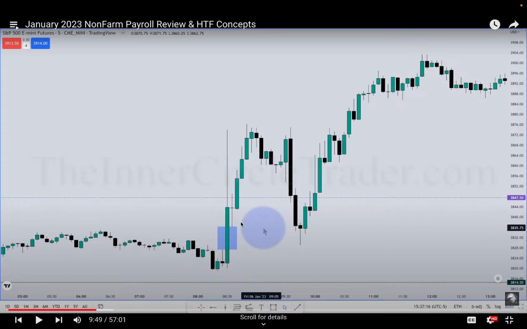Like a BISI, buy side inefficiency, or buy side imbalance, sell side inefficiency. So that means that just like these ones up here, it's also a fair value gap. But this is a discount one, and that's why he actually referenced it for the trade. But basically, sellers have to come in and fill it.